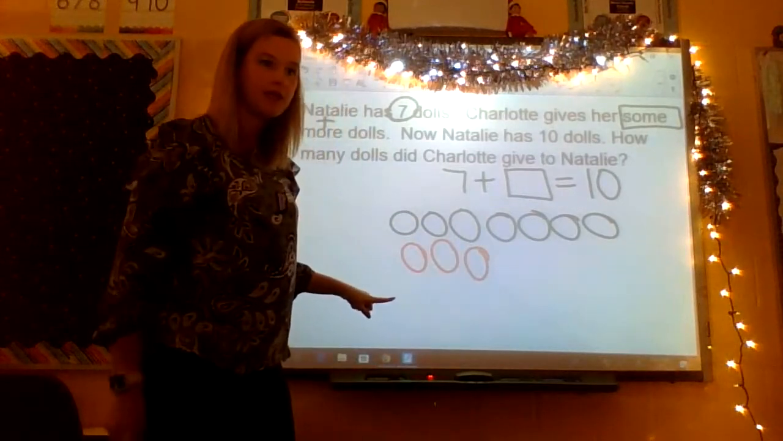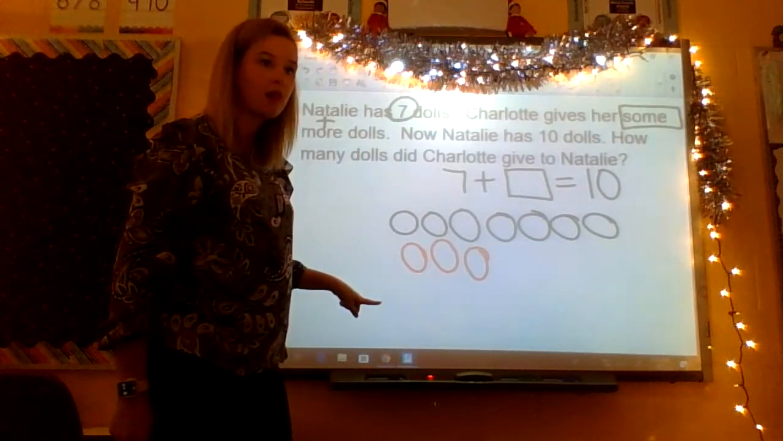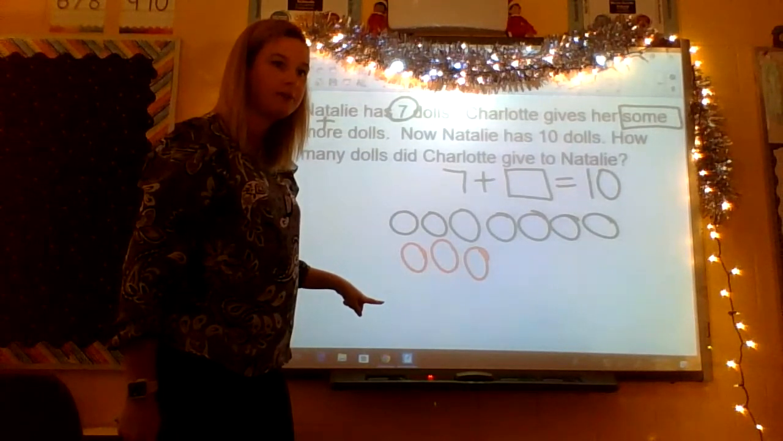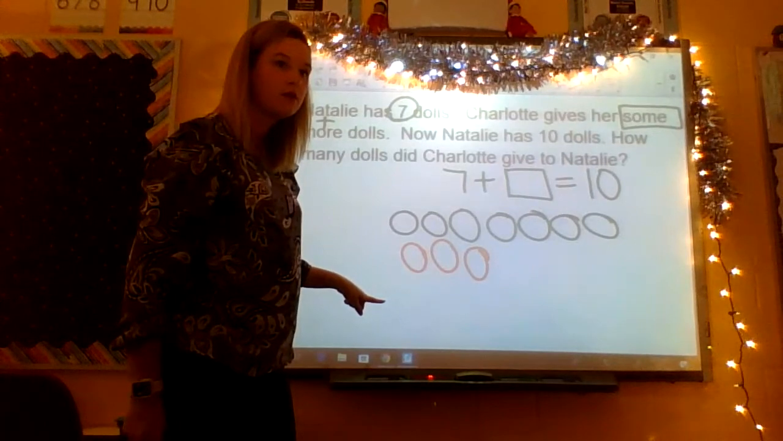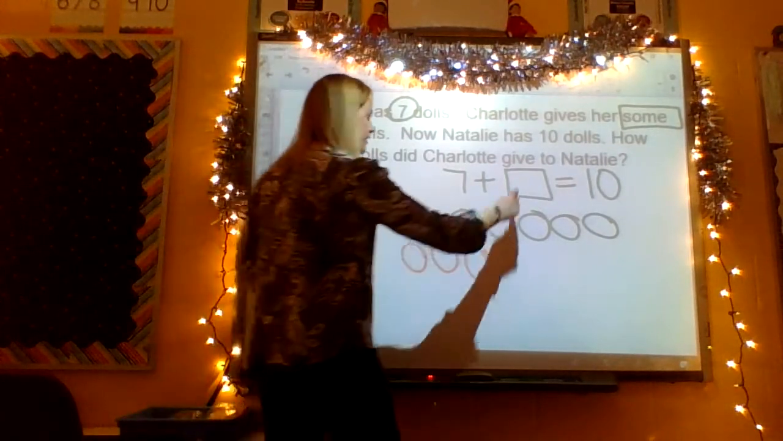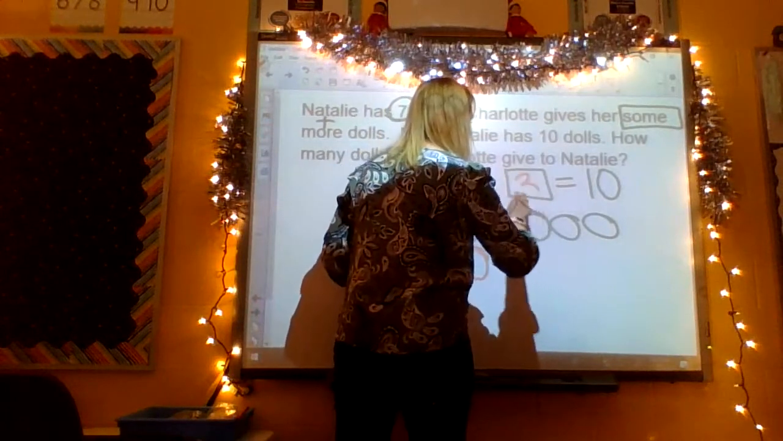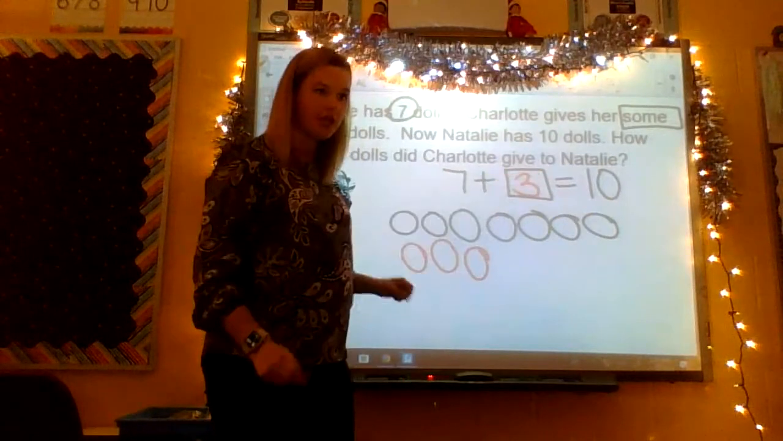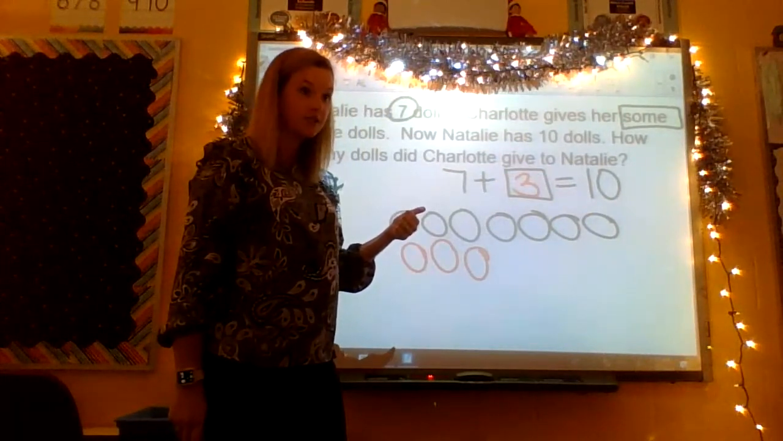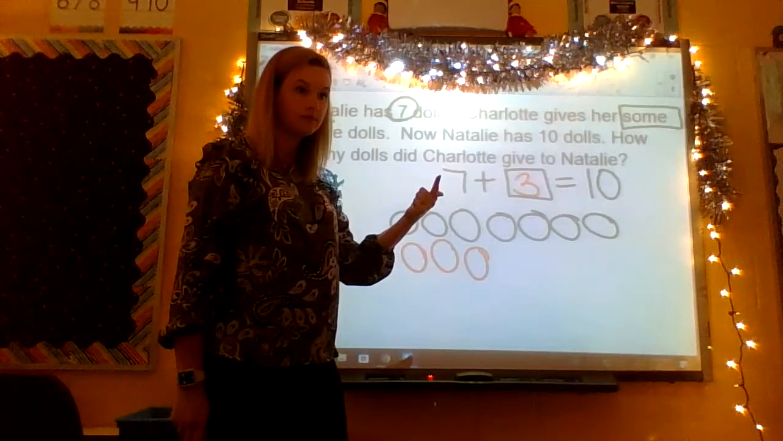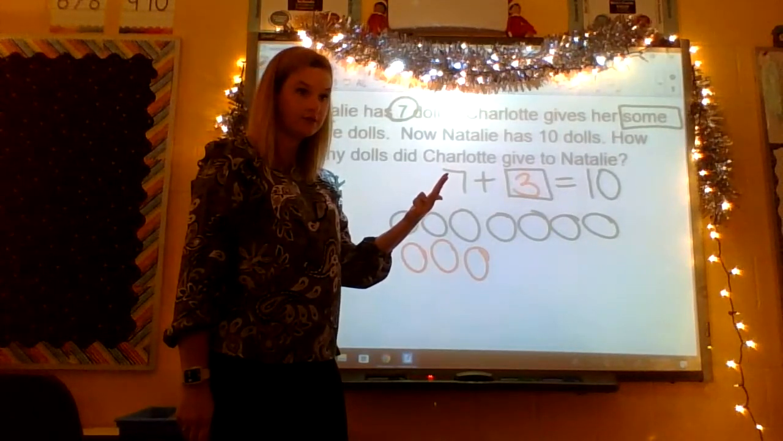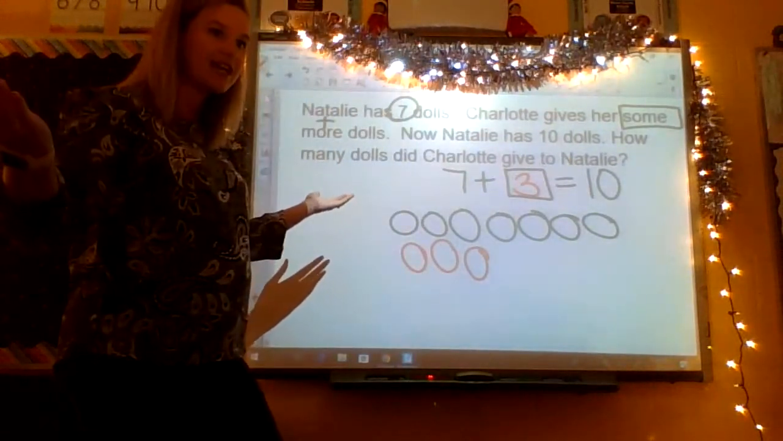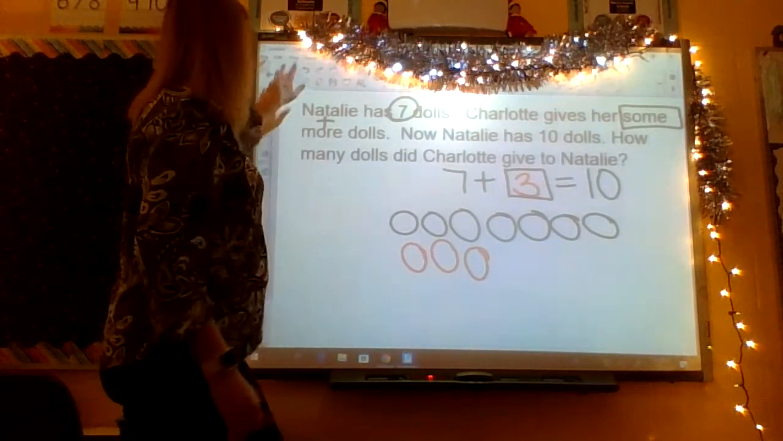Who could tell me how many red circles did I draw? How many red circles did I draw, Cam? 3. I saw him doing his work in his notebook. Good job, Cameron. Okay, so 7 plus 3 equals 10. Do I have an equation? Yes. Do I have a strategy? Yes. Do I have an answer? Yes. Woo! Boom, check. Have them all. Easy peasy. Wasn't that easy? All right, let's move on to today's stuff.